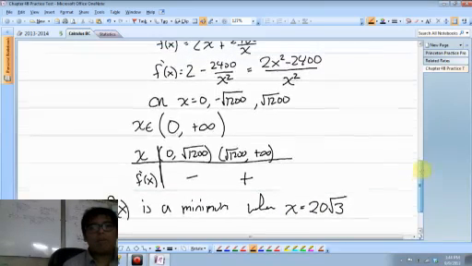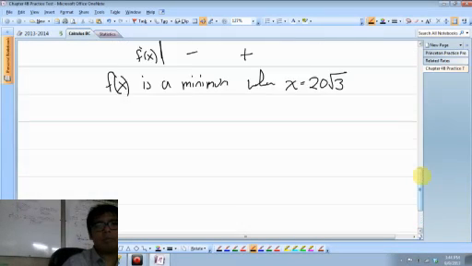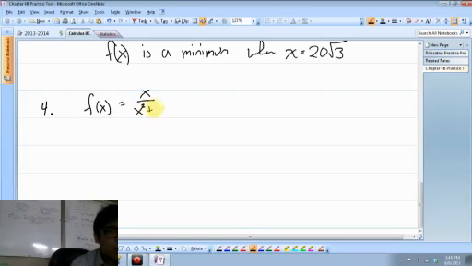Questions on number 3? Okay, let's take a look at 4. Open intervals of increase and decrease. F of x is x over x squared plus 9. Let's get a domain. Are there any holes? No. So it seems as though x is all real numbers, right?